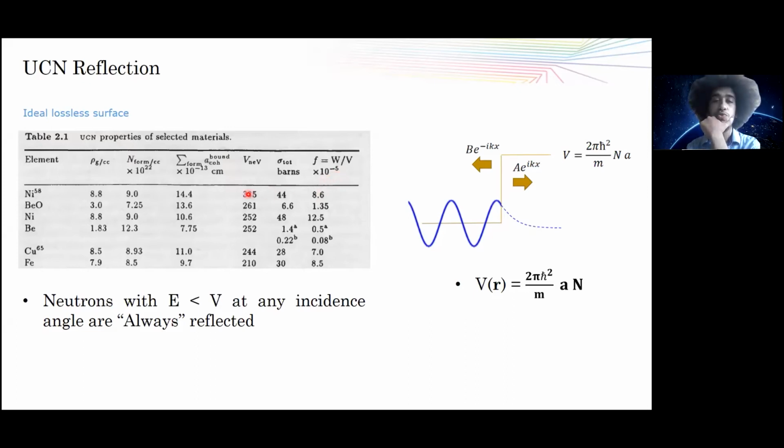And so basically now what we have is a potential step where neutrons that will have an energy inferior to the potential at any sort of incidence angle will be always reflected, but always is in quotes because there is a non-zero probability that once these neutrons hit the surface, in this case of E inferior to the potential step, there is a non-zero probability that something goes through. And in the case of E superior to V, there is a non-zero probability that something would still reflect off the potential step. That's why we say always in quotes.